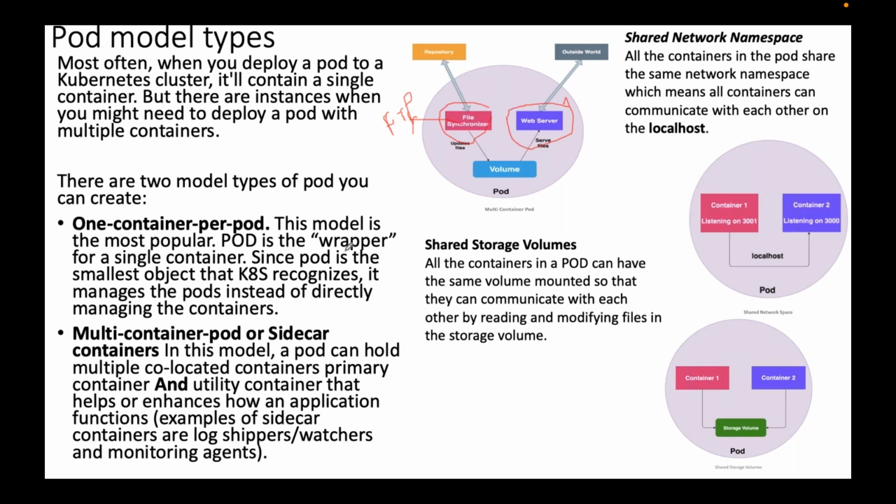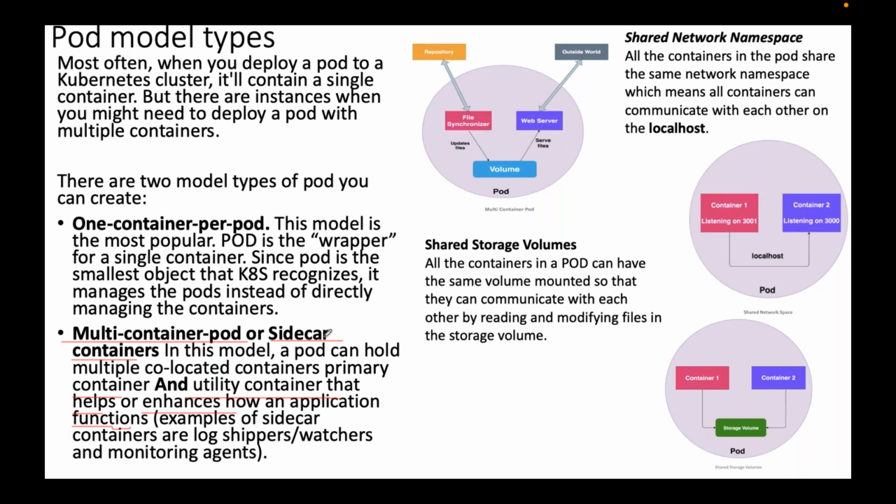So we will have some use cases. Multi-container pods, or sidecar containers, we call it as. A pod can hold multiple containers, a primary container and a utility container. That utility container, we call it as a helper container. A utility container that helps or enhances how the application functions. This helper container will help the main container. It will enhance how the application functions, like helper containers, right?